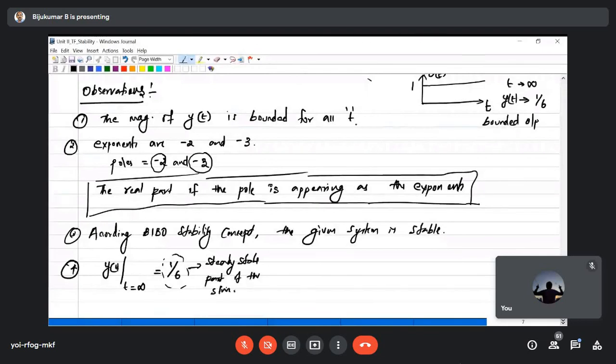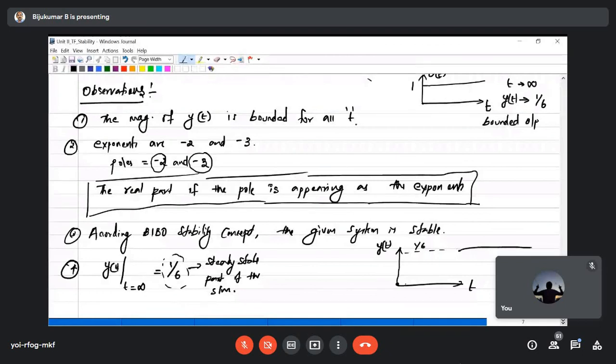What about the initial value of the system? Means at time t equal to 0, what is y of t? 0, sir. 0, because we already mentioned that all the initial conditions are 0, which means there is no free response. So if you draw the t versus y of t graph, the curve will start from the origin, and as time goes on it will end at the value 1/6. This is the steady state value. After that, it will be constant, right?